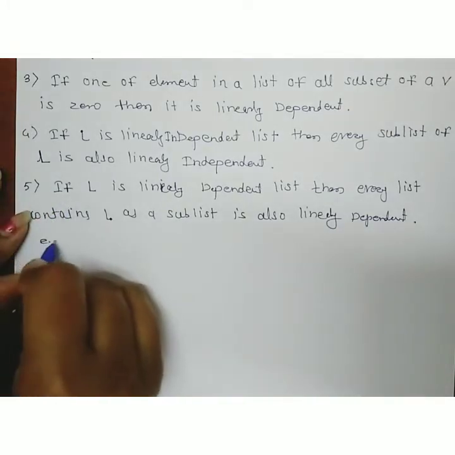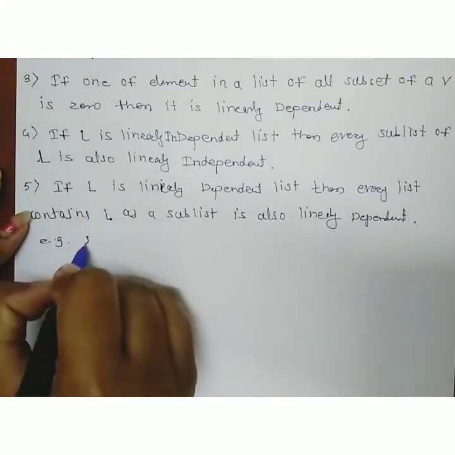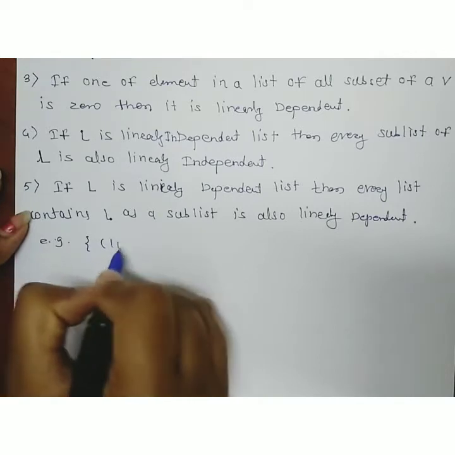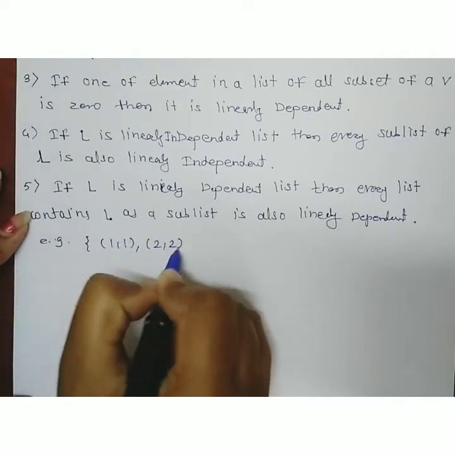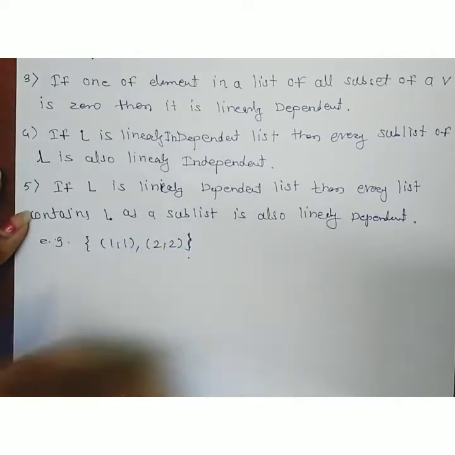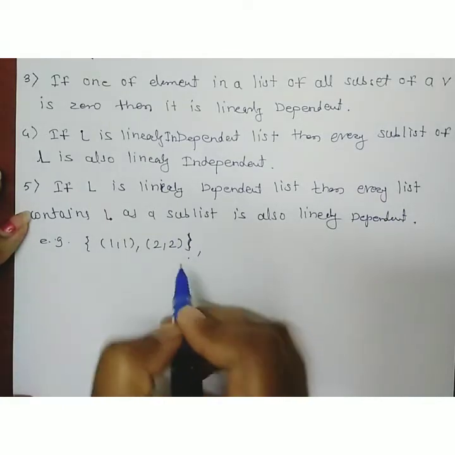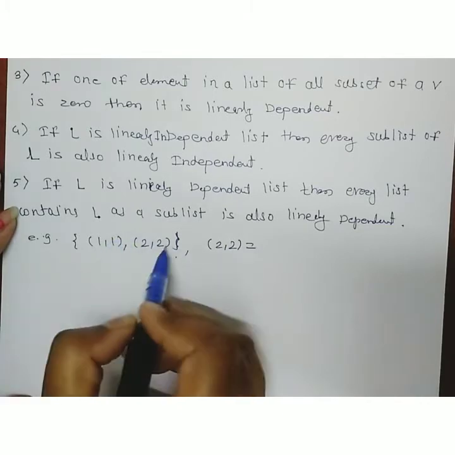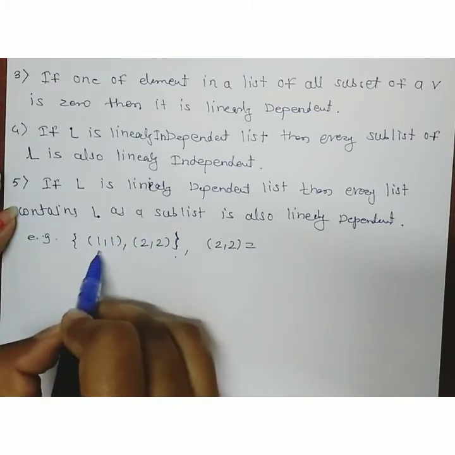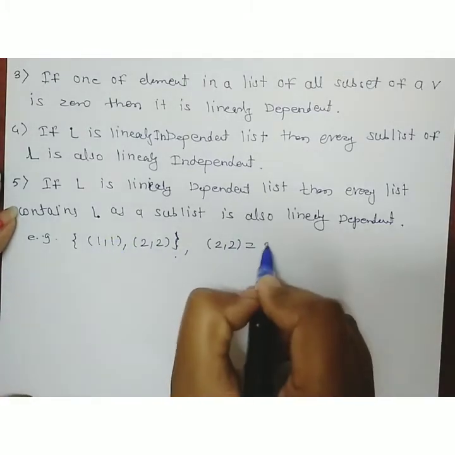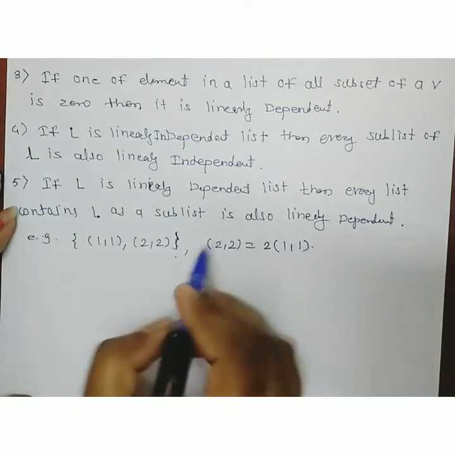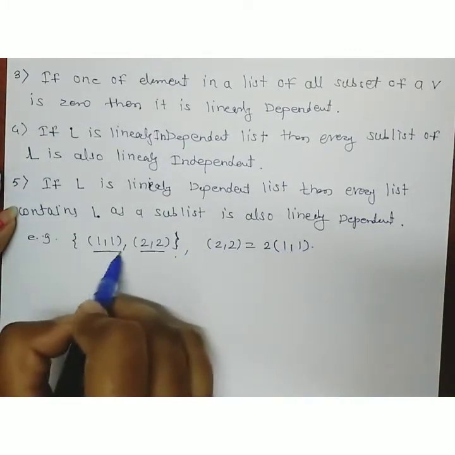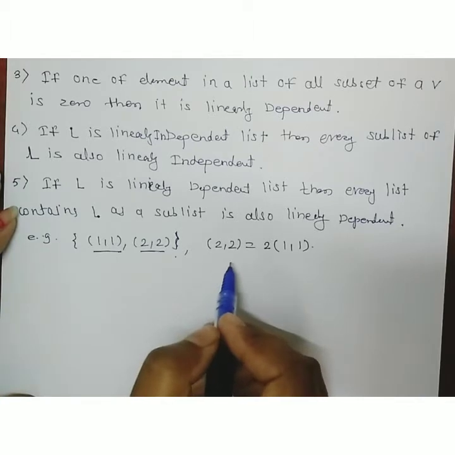For example, if we have a set of vectors consisting of (1,1) and (2,2), we know that this set of vectors is linearly dependent. Why is it linearly dependent? Because here the vector (2,2) can be written as a linear combination of the vector (1,1). It can be written as 2 times (1,1). So one vector is a linear combination of the other vector, and this set is a linearly dependent set.